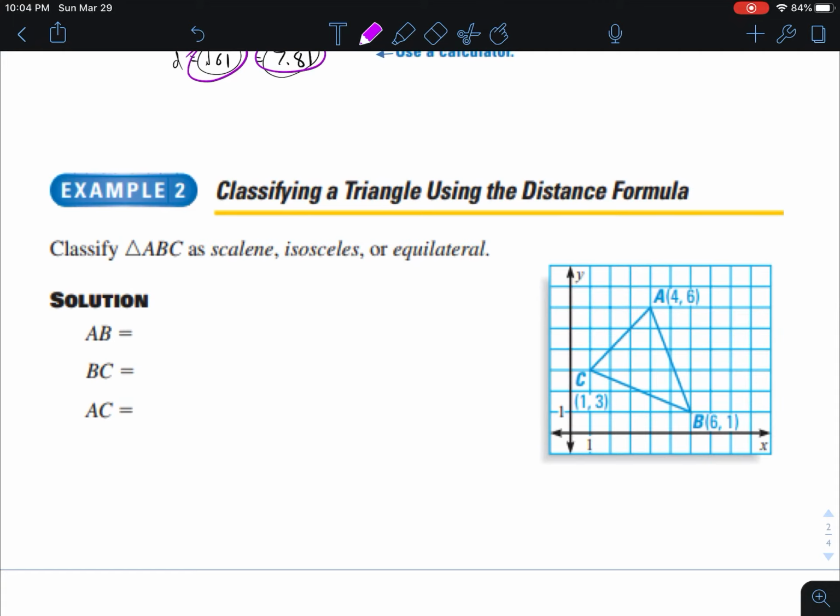This one we're going to talk about next week. Classifying triangles. Some of you guys have already seen these 3 things. Awesome. Little preview. We'll talk about what they mean. We'll talk about how to figure out what they are on the coordinate plane next week.